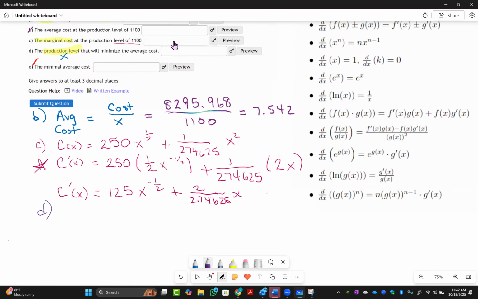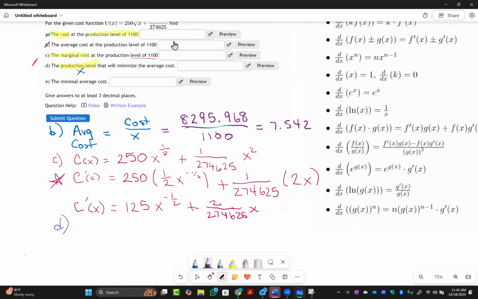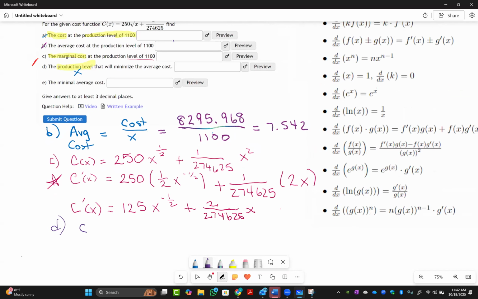So now what is the average cost? Well, I have the formula. Oh, here it is. The average cost is equal to C of X over X.